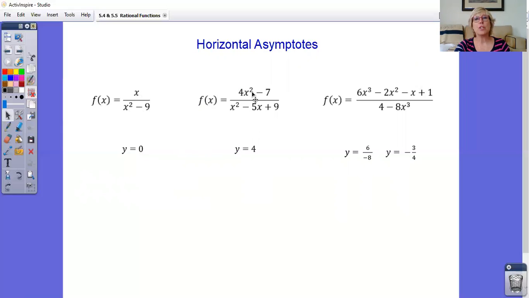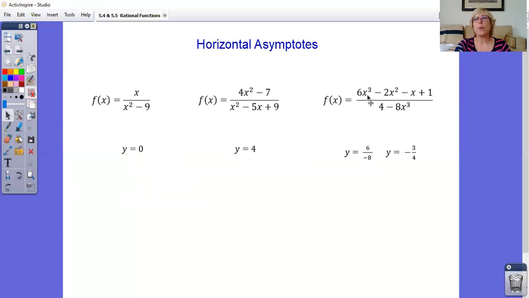Example 2, the degree is 2 on top, the degree is 2 on bottom. So here, this is the case where the degrees are the same. So I'm going to take the lead coefficient of 4 and put it over the lead coefficient of 1. 4 divided by 1 gives me 4. So I would have a horizontal asymptote chopping the y-axis at 4.